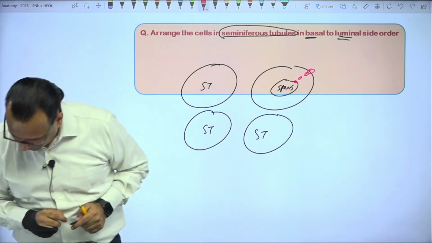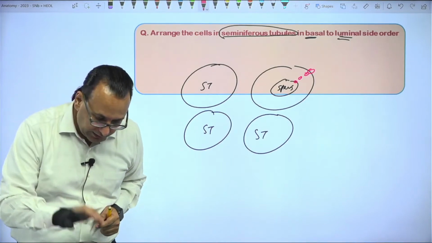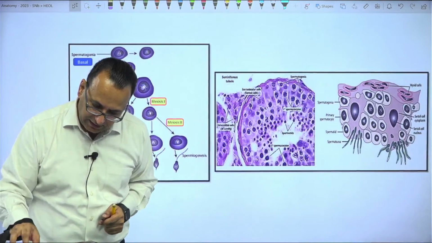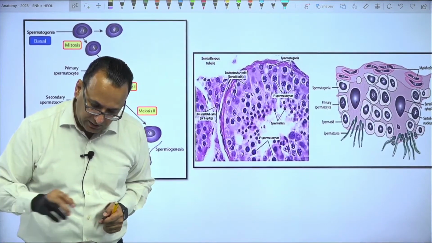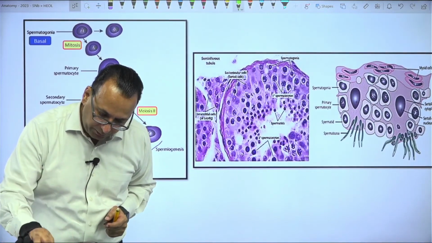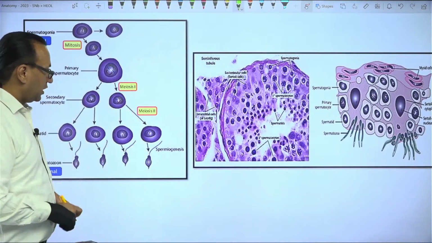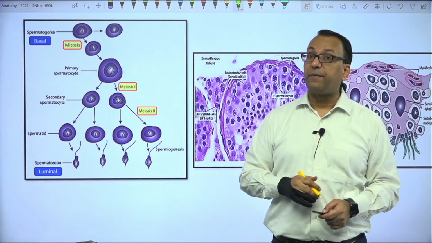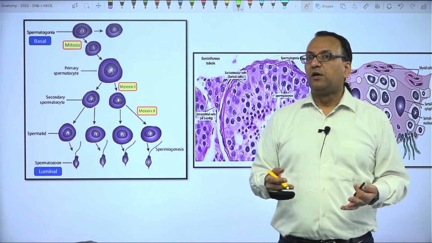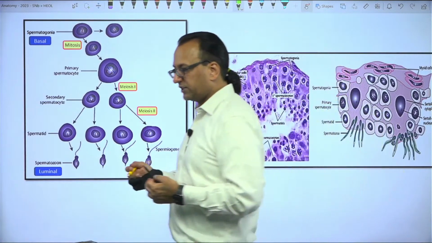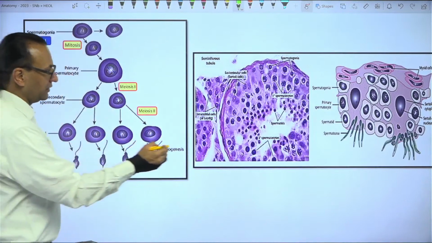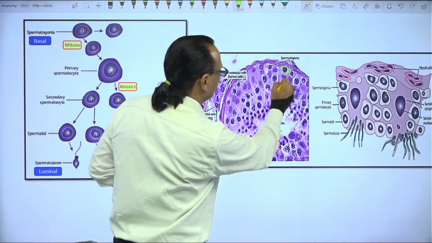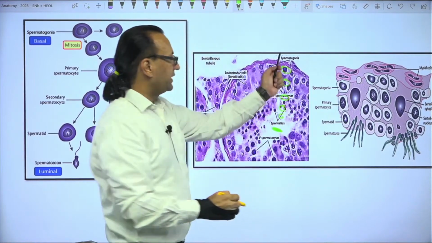For that purpose, let us look at the diagrams, because in histology recently they have started giving diagrams and you should be able to handle them appropriately. So you are talking about spermatogenesis here. Of course, spermatogenesis, because you are talking about the seminiferous tubule. But the sperms, as you can see, are in the lumen. What are these cells from basal to luminal side?